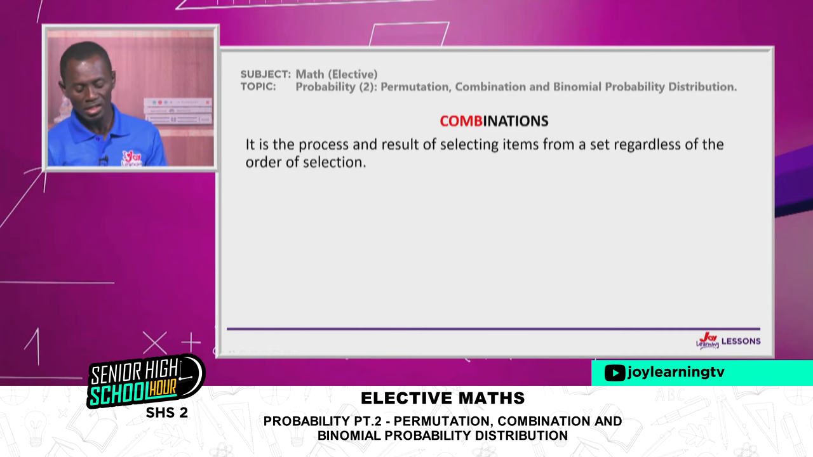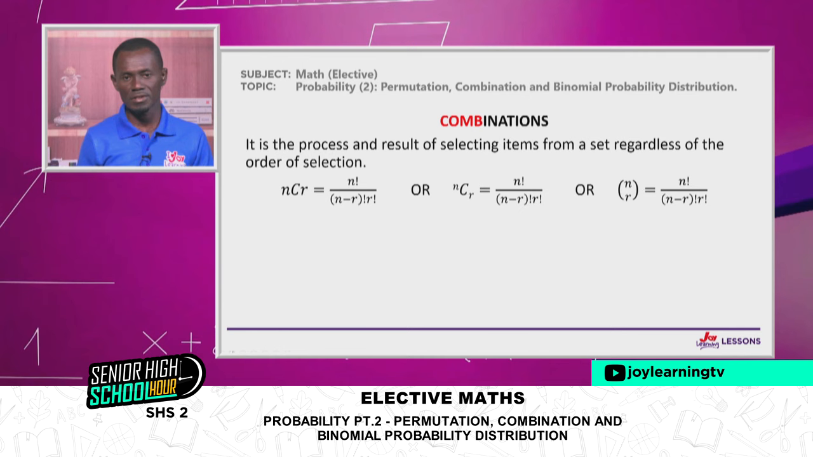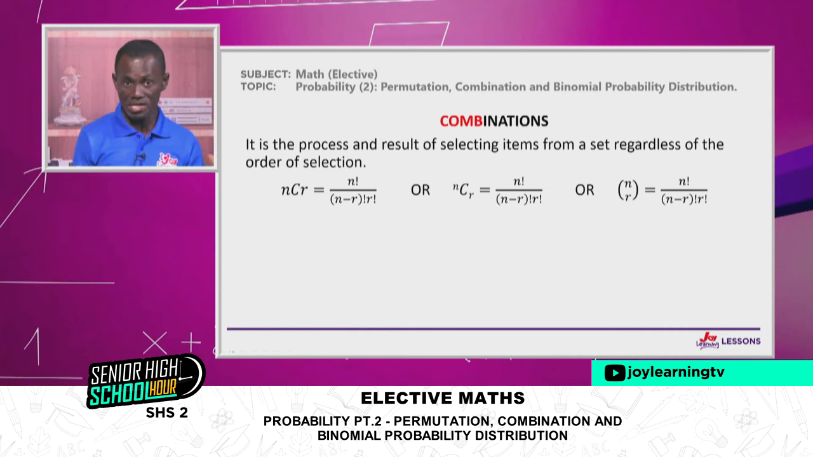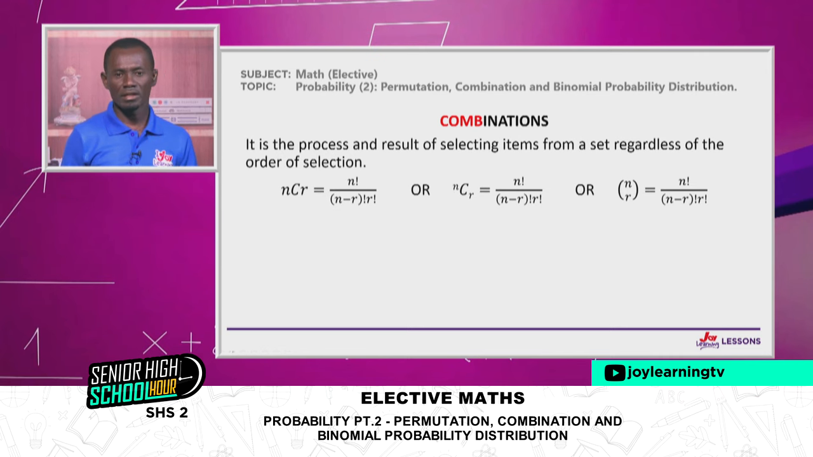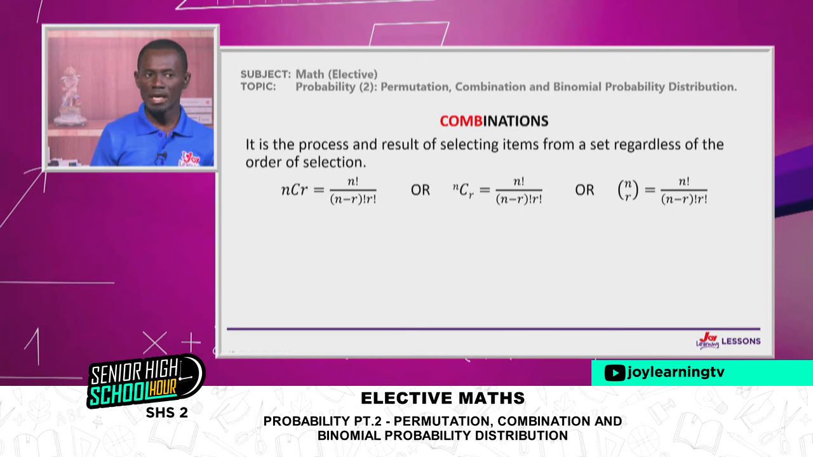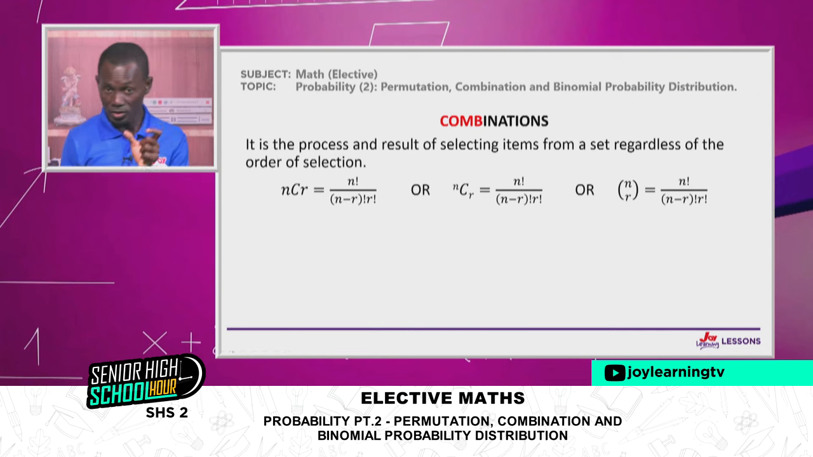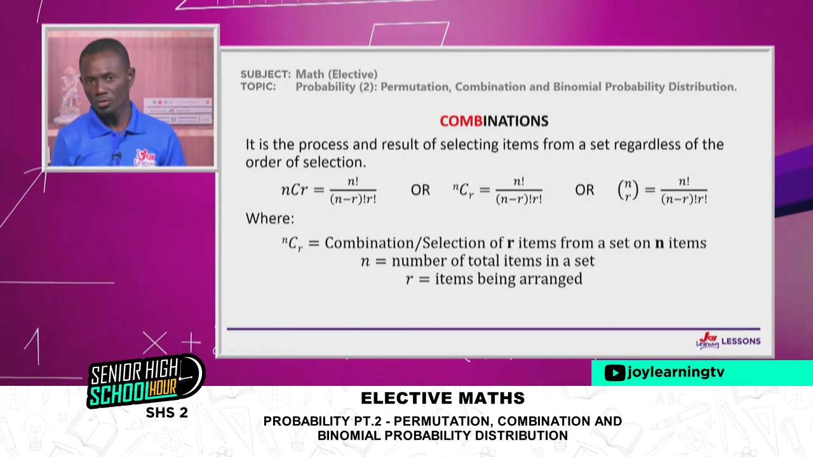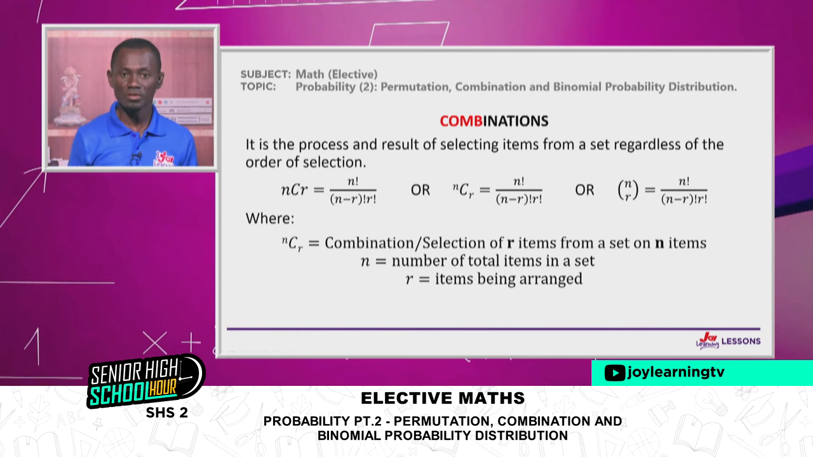So it is the process and result of selecting items from a set, regardless of the order of selection. We write it mathematically with these symbols. N combination R written that way, or N and R as superscripts and subscripts. The C means combination. Or we simply write it as N, R, in the kind of vector form. Now, it is given by N factorial divided by N minus R factorial R factorial. As usual, the N is the total number of items in the set, and R are the items to be arranged. So depending on the circumstance, your N and R will have their own different values.